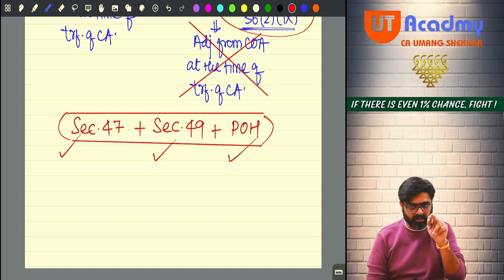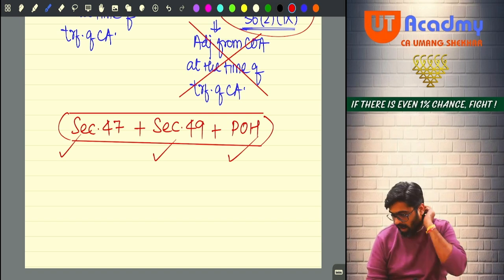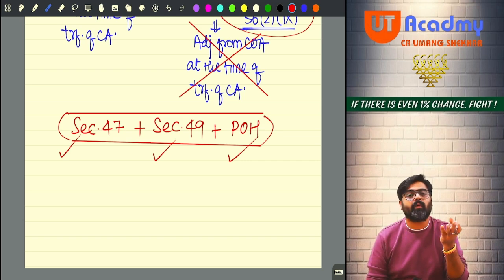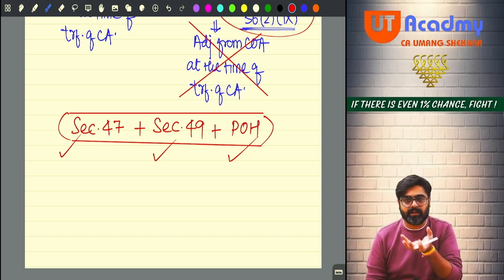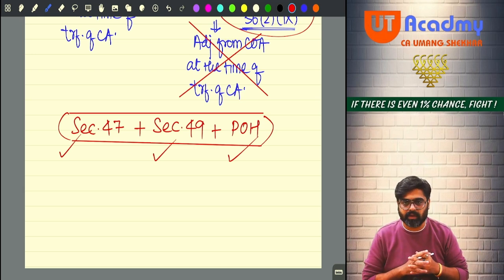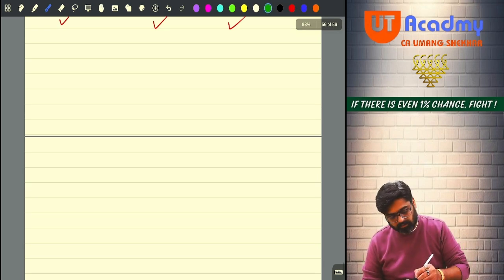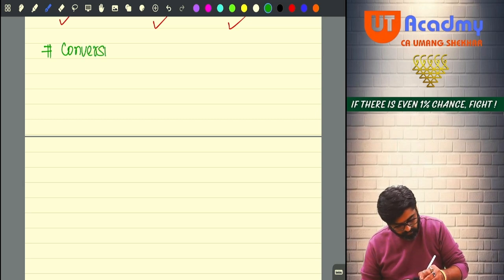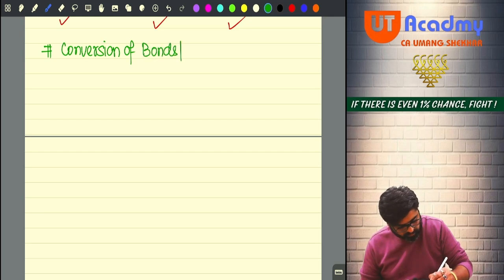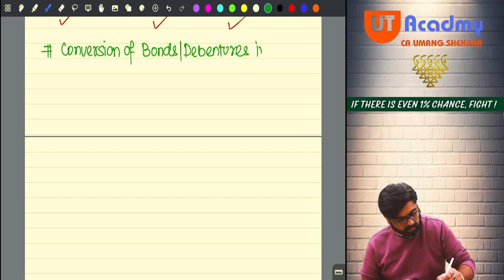So always these three sections are done together as a combo. If I explain one transaction, then you will understand how these sections are connected with each other. Pay attention. The first transaction which I am going to tell you is conversion of bonds or debentures into shares.